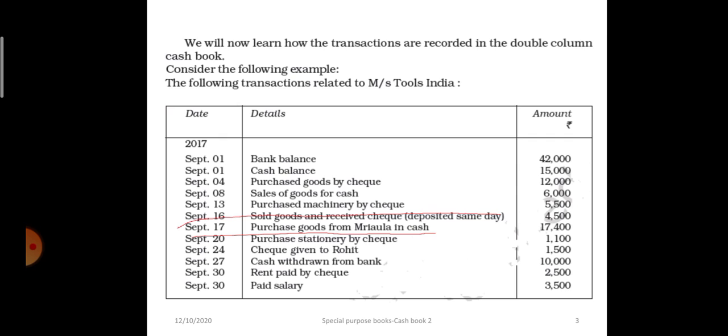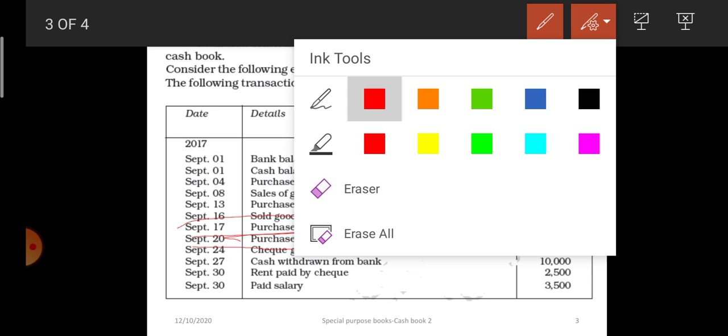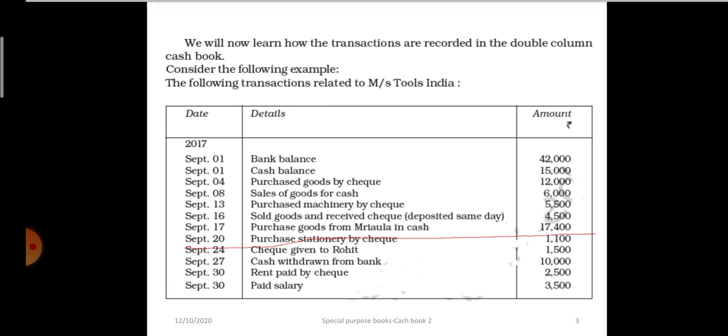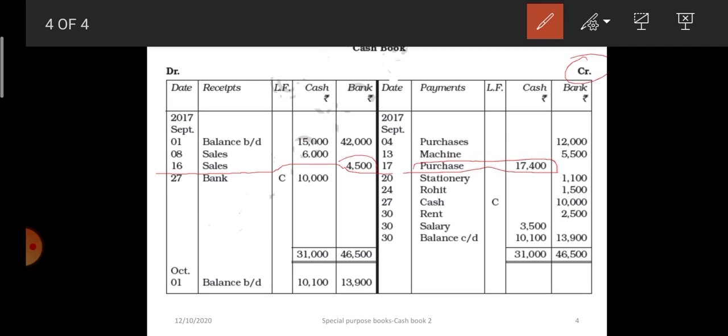Now September 20, purchase stationery by check, and the amount is rupees 1,100. Payment is made, so it will be recorded on the credit side: By Stationery 1,100 rupees.